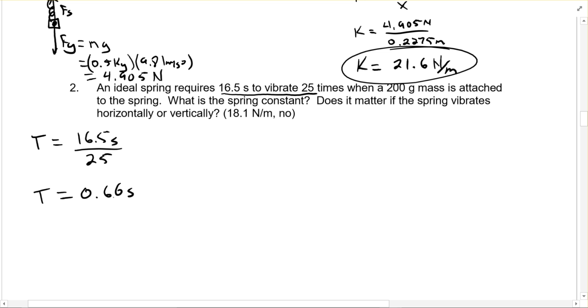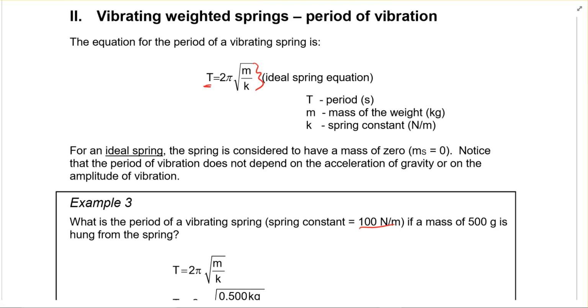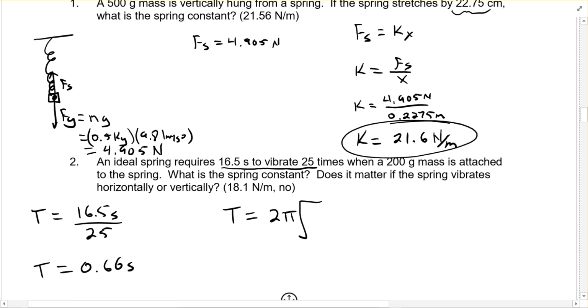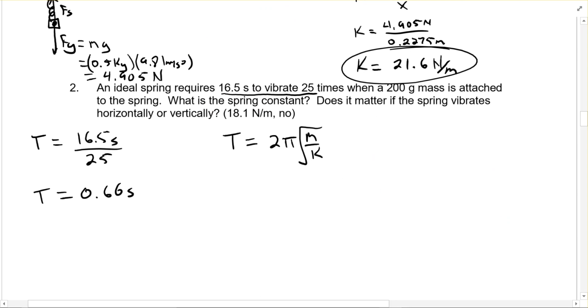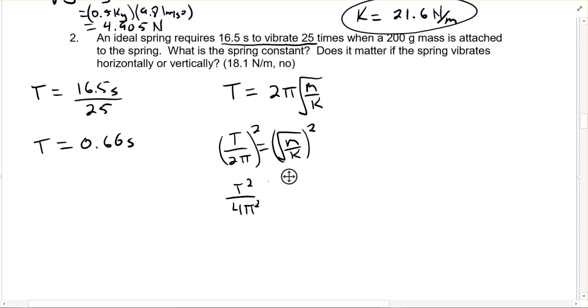seconds. Okay, now what we're going to do here is start off with our new formula for a vibrating spring. So that's going to be similar to the pendulum one, but as we saw up here, it's only going to depend on mass and spring constant. So M and K. And now it's asking, what is the spring constant? So we got to rearrange this thing. So I'm going to divide both sides by 2 pi. And I'm going to have T over 2 pi is equal to square root of M over K. I'm going to get rid of the square root by squaring both sides. And then squaring everything inside the brackets. And that's going to be equal to M over K.